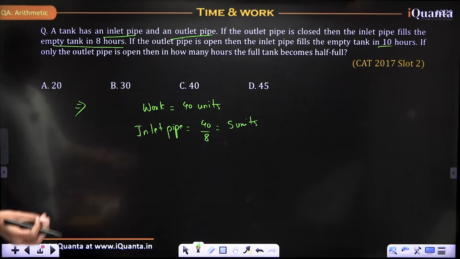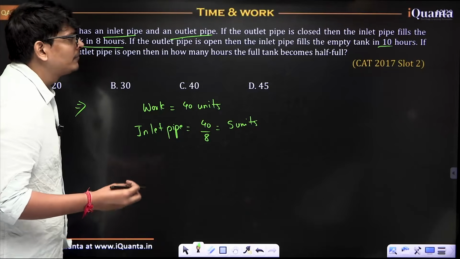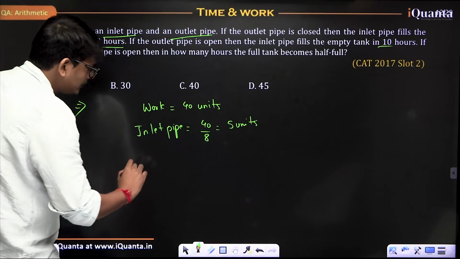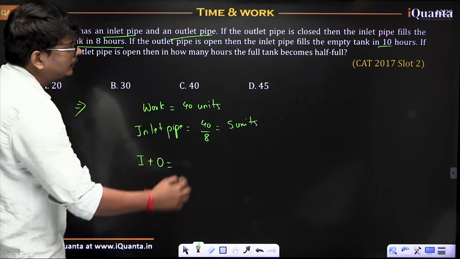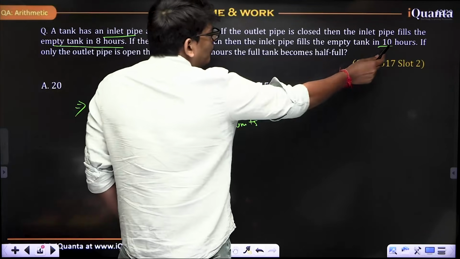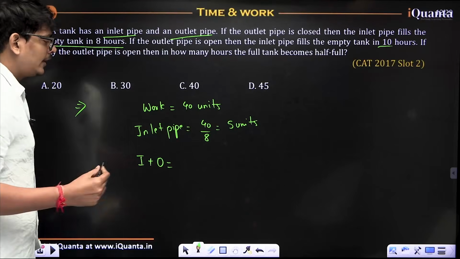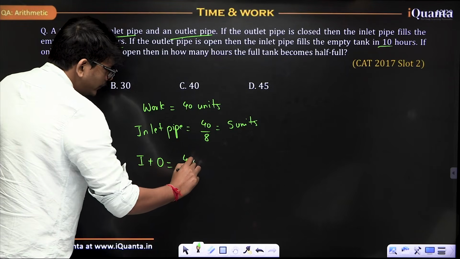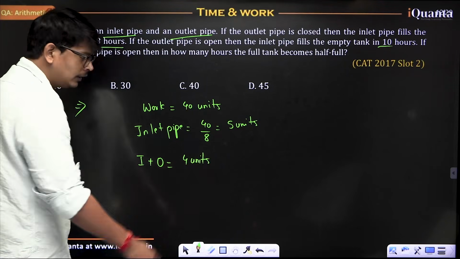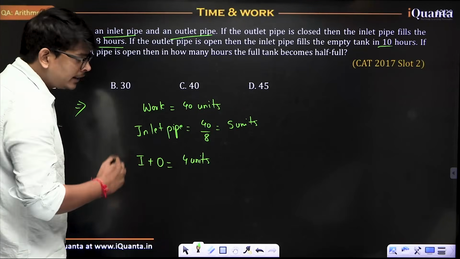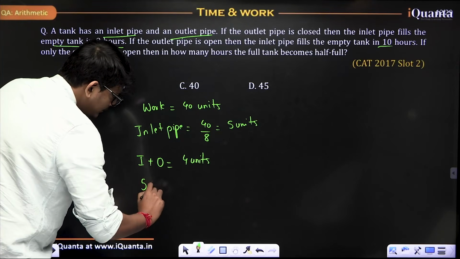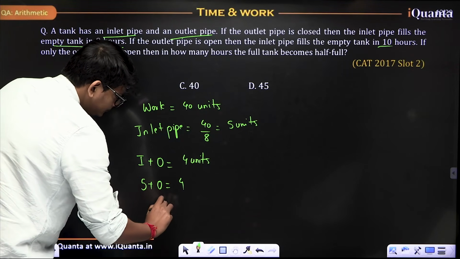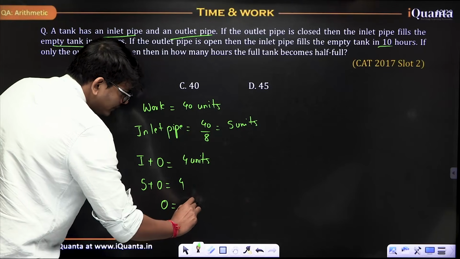If the outlet pipe is open, then the inlet pipe fills the empty tank in 10 hours. That means inlet plus outlet, both are working together. Now, they complete this work in 10 hours. It means efficiency will be 4 units. Now, I can put the value of inlet here to find out the efficiency of outlet. 5 plus outlet is equal to 4. So, outlet efficiency is minus 1 unit.